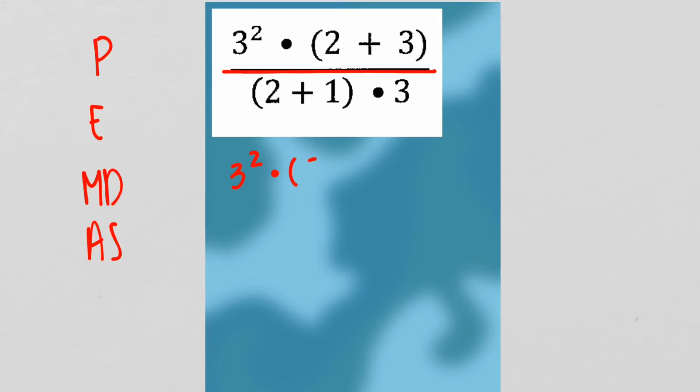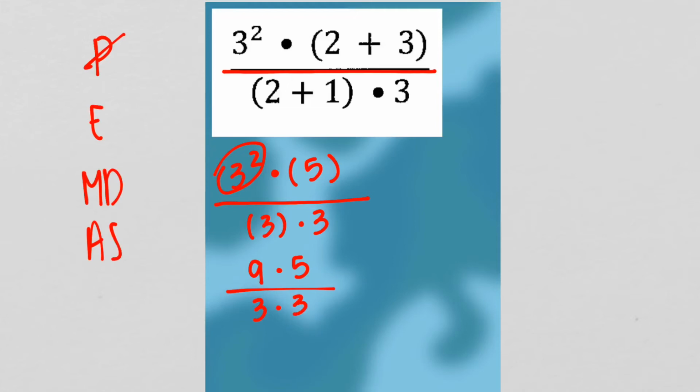So 2 plus 3 gives me 5. Divided by, I have 2 plus 1 on the bottom. So 3 times 3. My parentheses are done. I now do my exponents. I only have 1, so 3 squared is 3 times 3. So I have 9 times 5 on the top divided by 3 times 3 on the bottom.